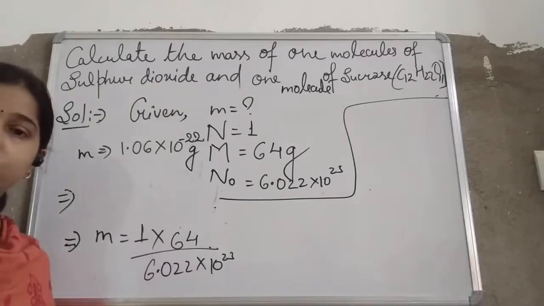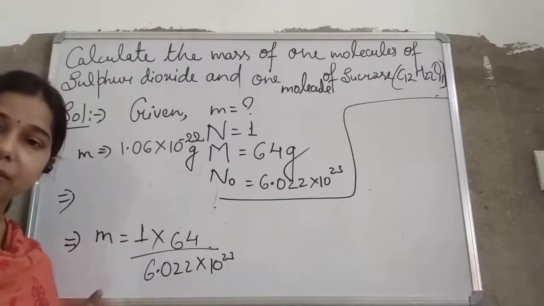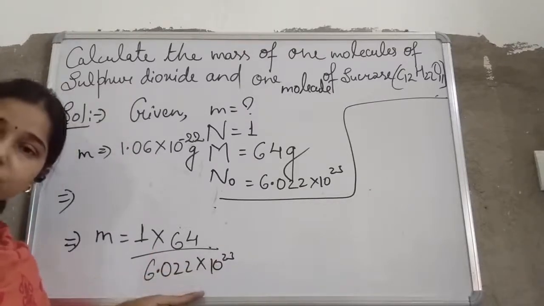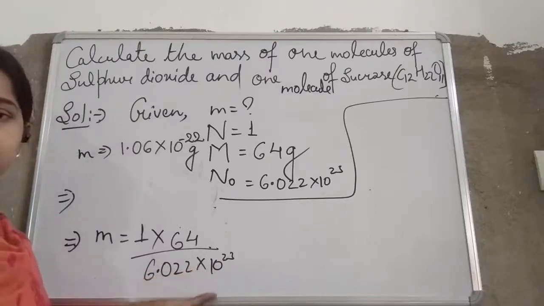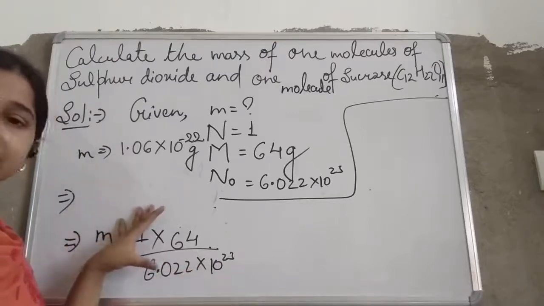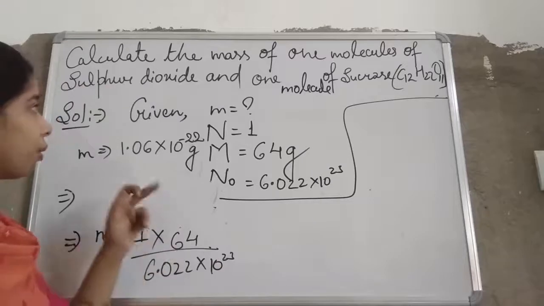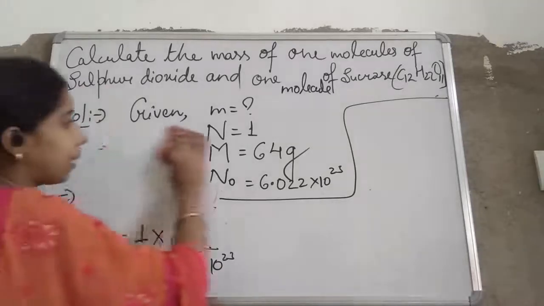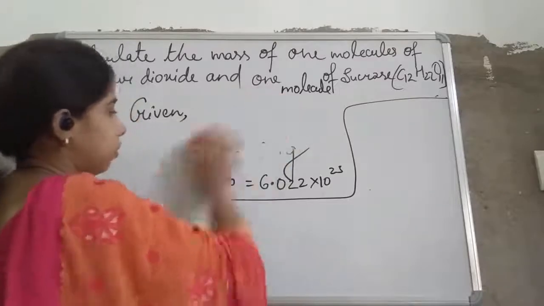Okay. So this is the mass of one molecule of sulfur dioxide. You don't have to do anything, student. The number of molecules is given as one there. Mass is there, molecular mass, and Avogadro's number is there. So you simply have to put the values there. Whatever the result comes, it will give the mass of the sulfur dioxide. Now we will try to find the next one, and that is of sucrose.